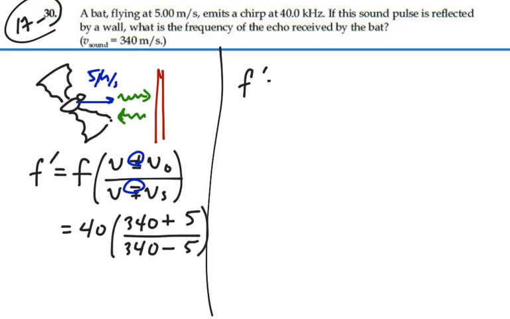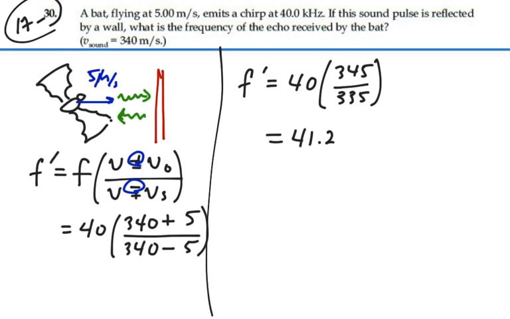So our observed frequency is going to equal 40 kilohertz times 345 divided by 335. And that's going to be equal to 41.2 kilohertz. I didn't have to worry about the units here because the meters per second canceled out top and bottom, and so I was just left with the same kilohertz that I had for the source frequency. So 41.2 kilohertz is the frequency of the echo received by the bat.